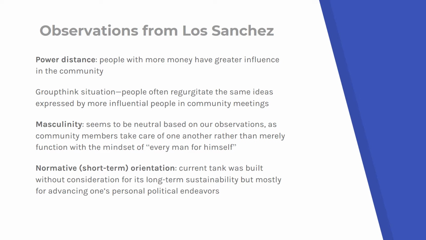As for the masculinity index, we thought that they seemed to be more neutral. We didn't see the winner-takes-all phenomenon happen while on the ground, but we saw that everyone seems to have each other's best interest in mind and seems to take care of each other. The normative orientation index seemed to be more aligned with our observations, in that they were not as focused on long-term sustainability. For example, the tank was built without its sustainability in mind, but mainly for enhancing another person's personal and political endeavors.